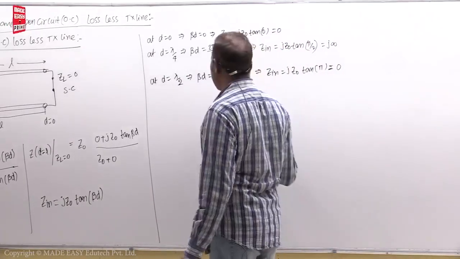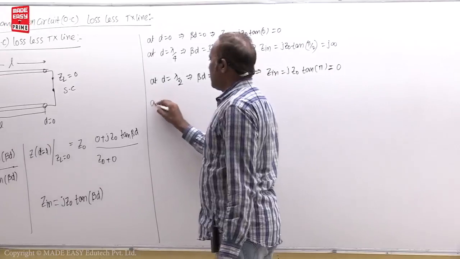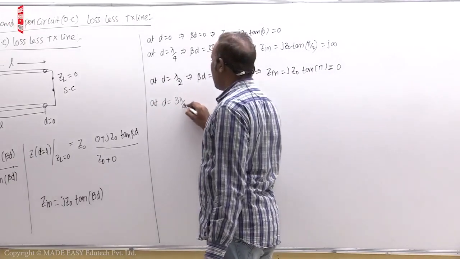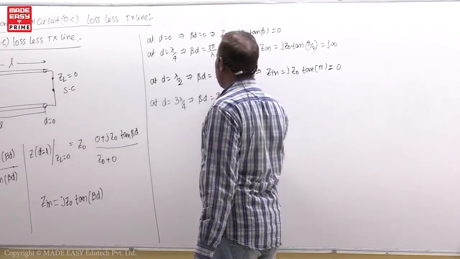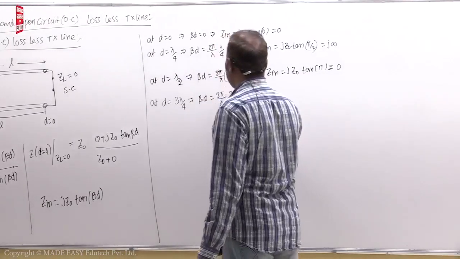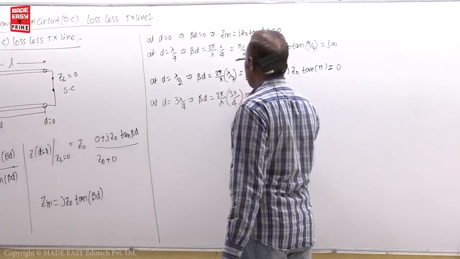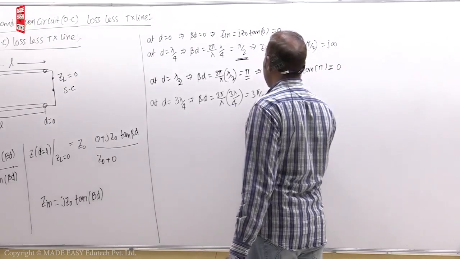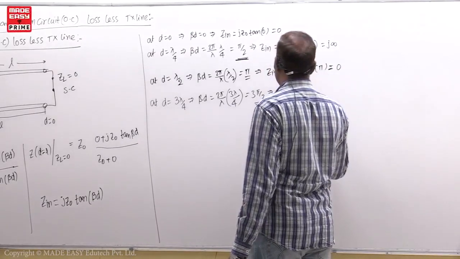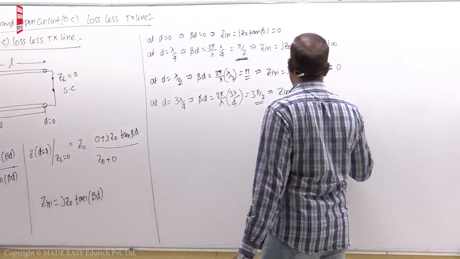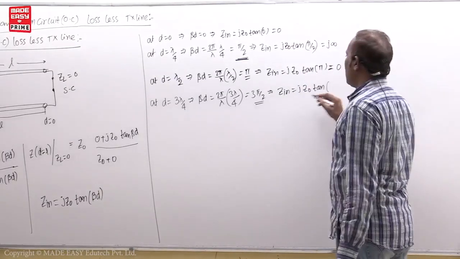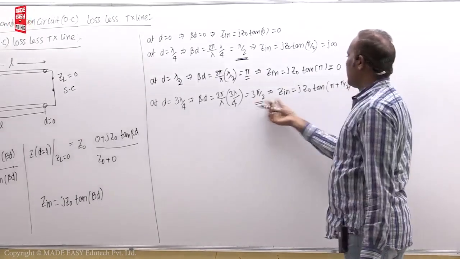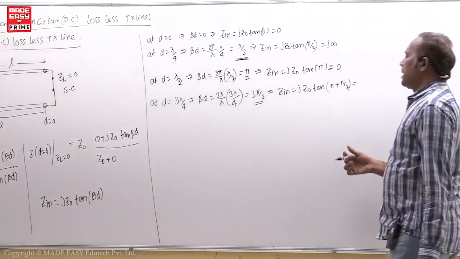Okay, 3 lambda by 4, like that you see. At d equal to 3 times lambda by 4, beta d is equal to 2 pi by lambda times d, and d is nothing but 3 times lambda by 4. So lambda is gone, and now you get 3 times pi by 2. This is the angle. Now Zin is equal to jZ0 tan of 3 pi by 2, which is written as pi plus pi by 2.